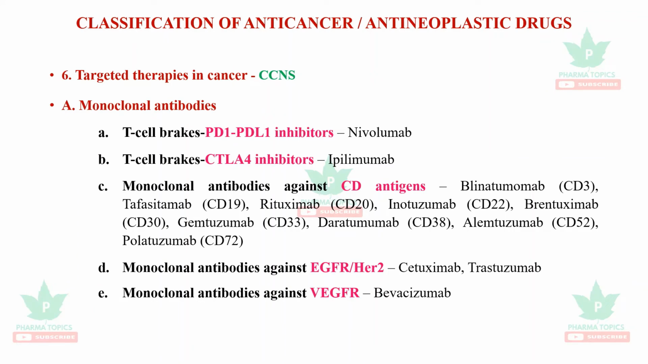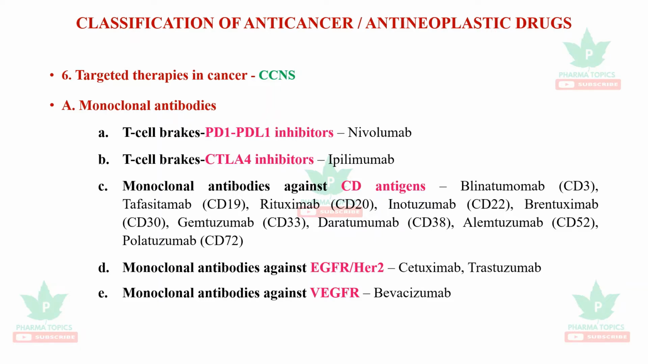Then the 6th category is targeted therapies in cancer. They are cell cycle non-specific. They are of 2 sets. One is monoclonal antibodies. They are T-cell brakes, programmed death ligand 1 inhibitors, nivolumab, CTLA4 inhibitors. Both are T-cell brakes. They are used in T-cell cancers, ipilimumab, and monoclonal antibodies against cluster differentiation antigens, that is CD antigens.